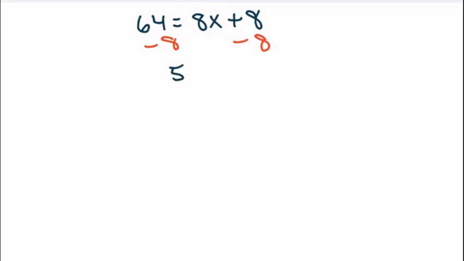How about 64 equals 8x plus 8? First thing we do is subtract 8 on both sides. 64 minus 8 is equal to 56, which equals 8x. And then we're going to divide by 8 on both sides. And 56 divided by 8 is equal to 7. So x is equal to 7.